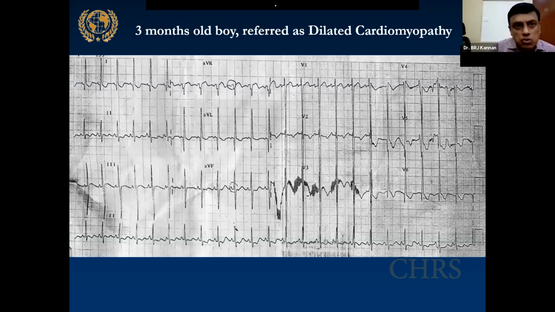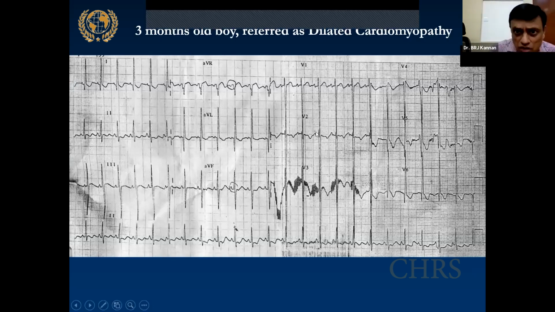A 3-month-old child cannot have this ECG, isn't it? A 3-month-old child should have right axis deviation and RV dominance. But he has features suggestive of heart failure, echo showing LV dysfunction, and the patient is referred as dilated cardiomyopathy. But the ECG shows Q waves in 1 and aVL, features of lateral wall ischemia. It's very classical ALCAPA. We should never ever forget about this.